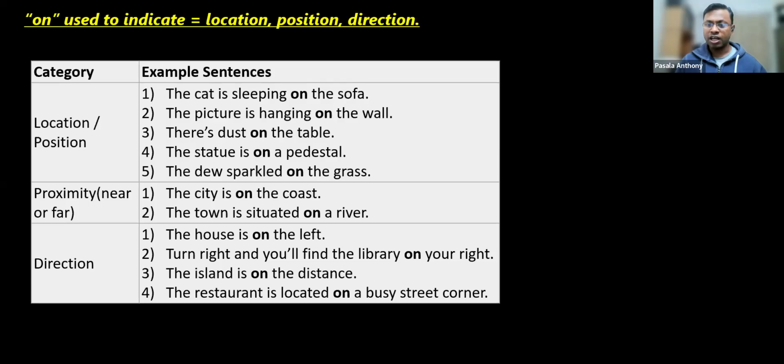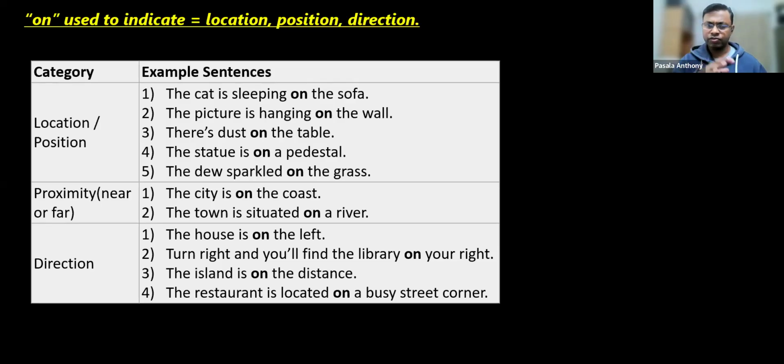Turn right. You will find the library on your right. Fine, again direction. This direction is completely different from the above things. The island is on the distance. It's on the distance means a bit far. The restaurant is located on a busy street corner. This also we are talking about the direction.